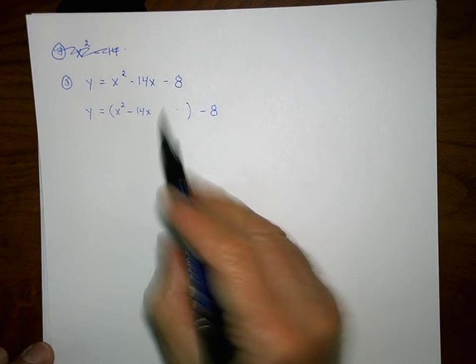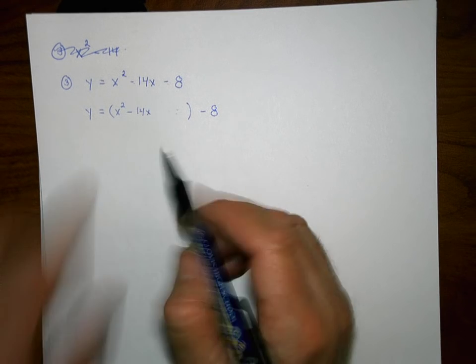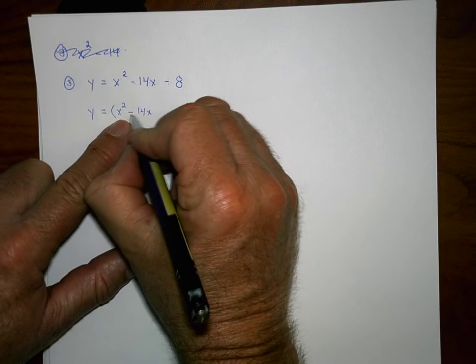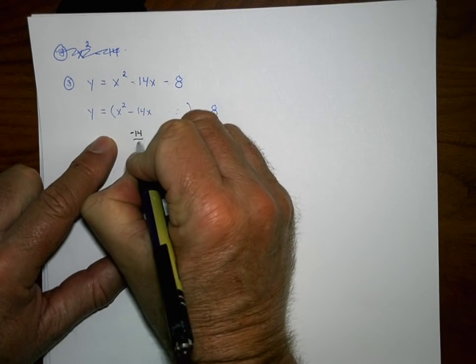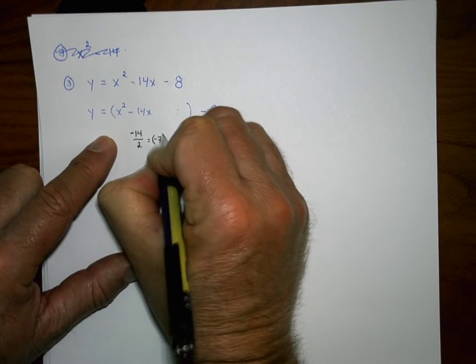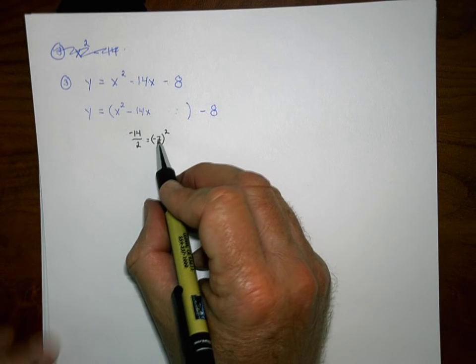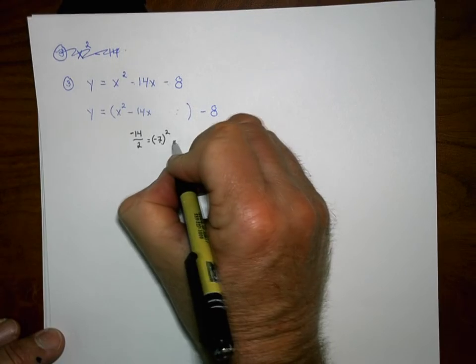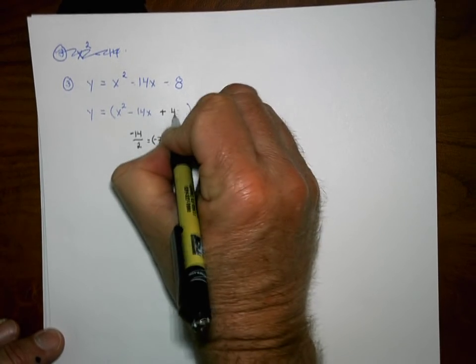Now I'm going to fill in this part, I'm going to make this a perfect square trinomial. So how do I do that? Well, I take my b term, my middle term, which is negative 14, I'm going to divide it by 2. That gives me negative 7, and then I'm going to raise that number to the second power. And once again, if you're doing it on a calculator, put the negative 7 in parentheses. So that is positive 49. So I put a plus 49 inside the parentheses.